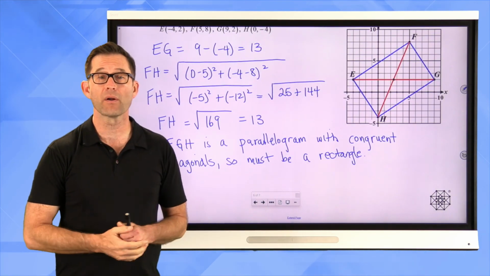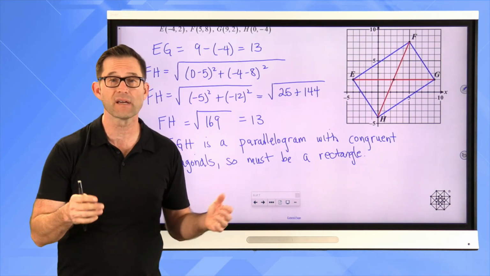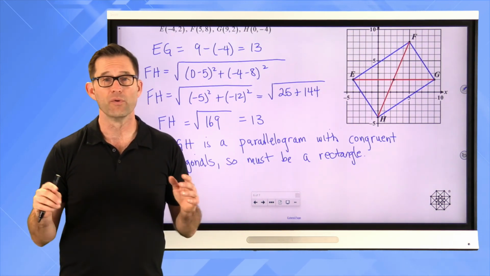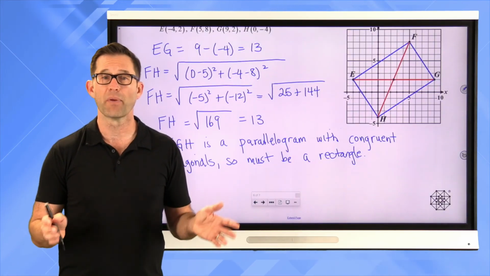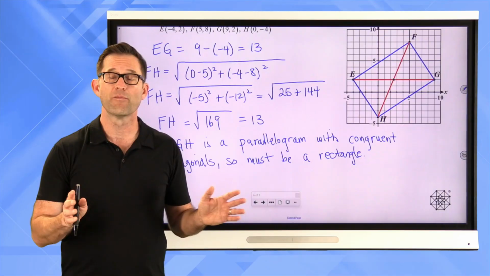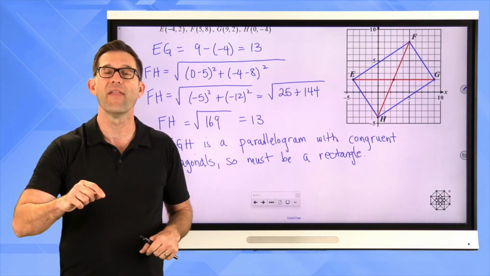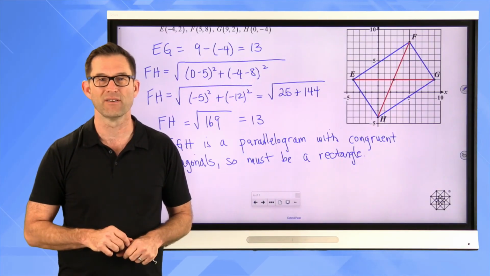You first prove it's a parallelogram, and you can do that actually in a variety of ways. You could prove that the diagonals bisect each other like we did, or you could prove that the opposite sides are both parallel, which you could have done based on the slopes in part A. And then once you've proven it's a parallelogram, you could then show that the diagonals are the same length, and that then proves that it's a rectangle.